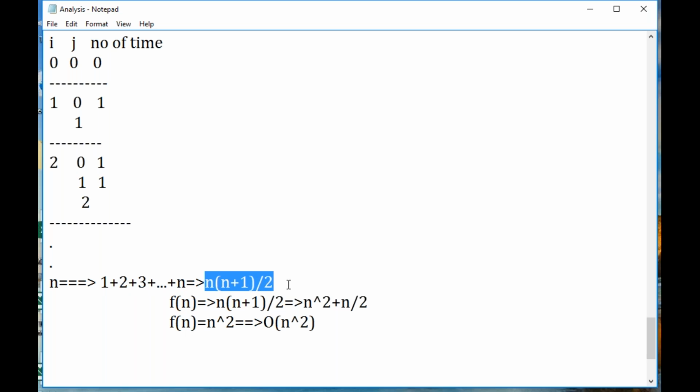Sum of natural numbers expanded. Once you are expanding, what happens? I'll remove the constant value. After this, if I do like this, what happens? I'll get (n square plus n) by 2, where the higher degree of polynomial, which is nothing but n square, is given with the notation of order of n square. This is how I can calculate it.